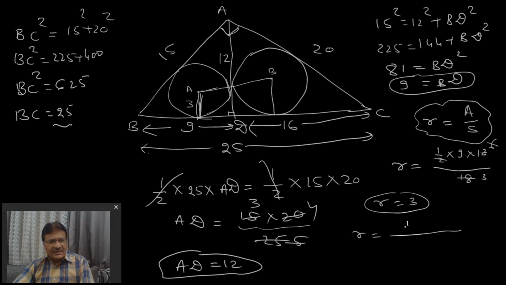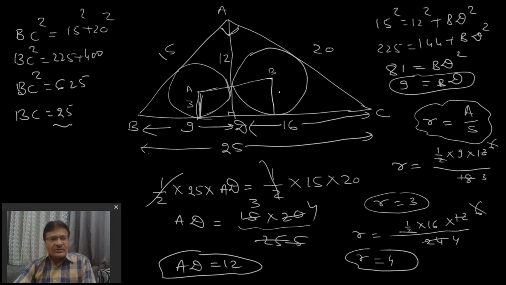So area of this triangle is half into base 16, then height is 12, divided by the semi perimeter, which is 20 plus 12, 32 plus 16, 48 by 2, 24. Is that clear? So 2, 6 are 12, 6 4 are 24, 16 by 4 is 4. So R is 4. Is that clear? So I got the radius 4.